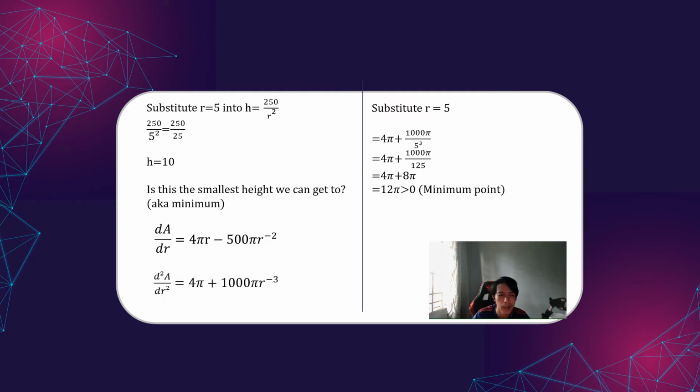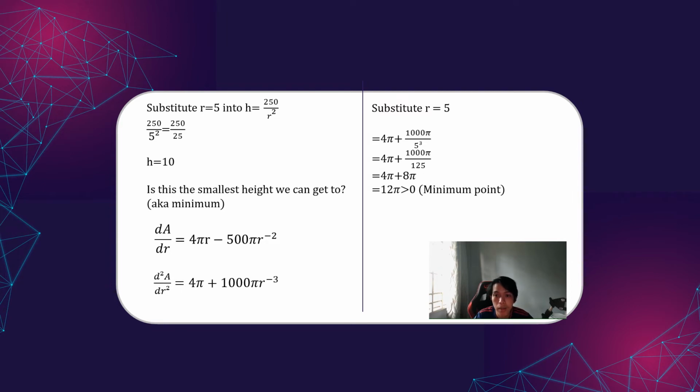But wait, is this equation true? How will we know that it is the lowest that it can go, or minimum? We can prove whether it is the absolute minimum by differentiating it again, called second degree differentiating. It is written as d squared A over dr squared.